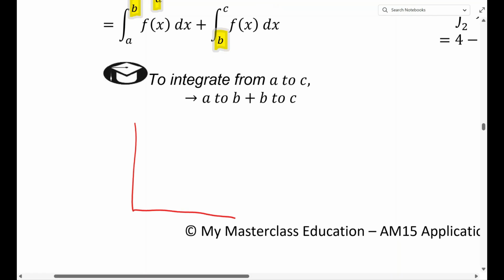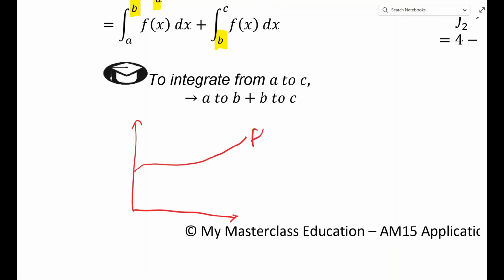If we represent it in a graph, let's say this is our f(x), this point is our A, this point is our C. If we want to find the area under the curve from A to C, we can find it by finding the area under A to B first, and then B to C, and adding the areas up together will give you the same area from A to C.